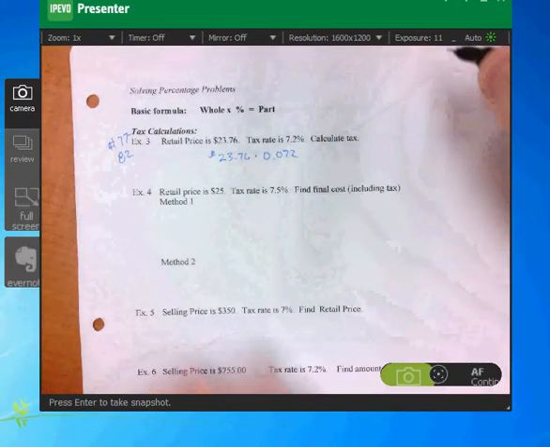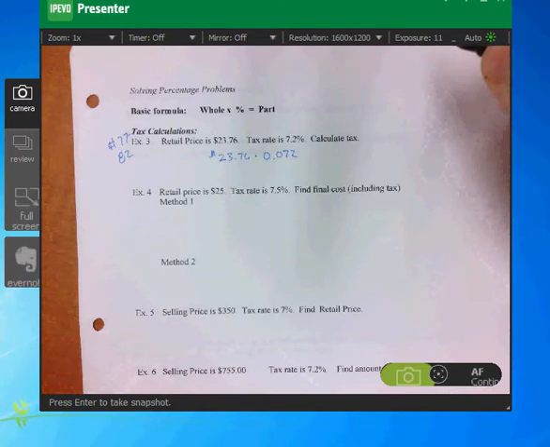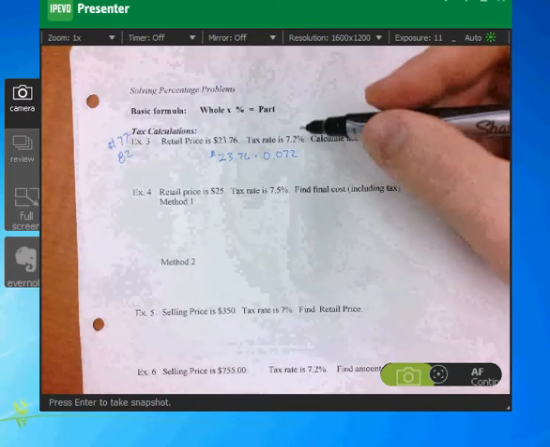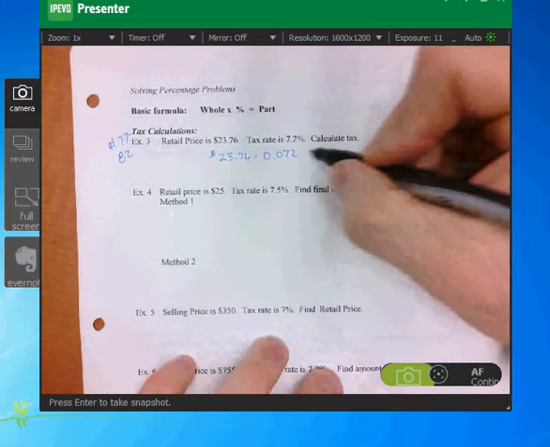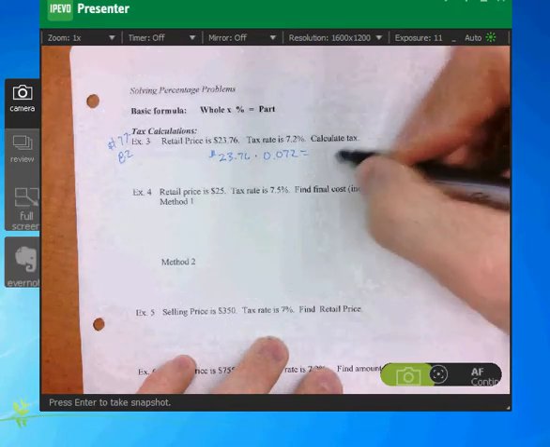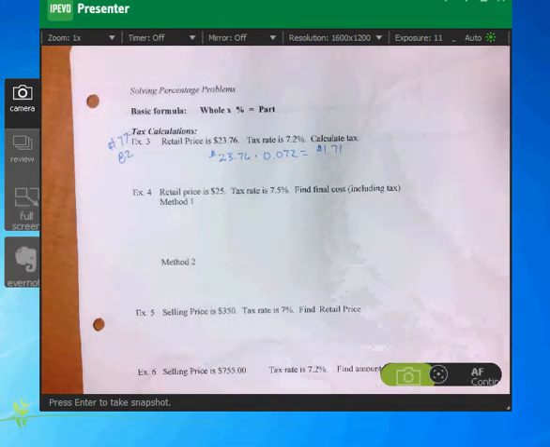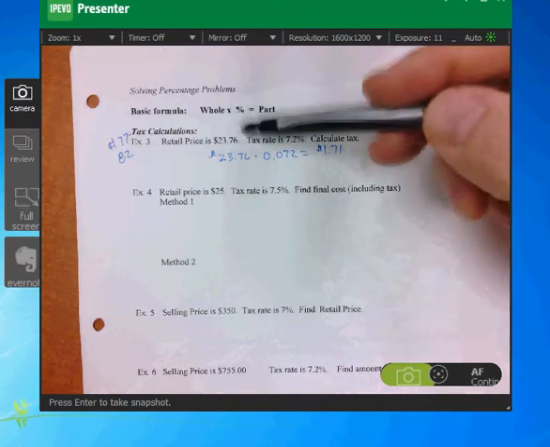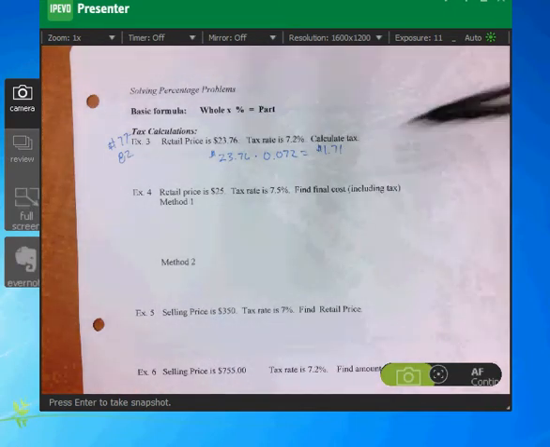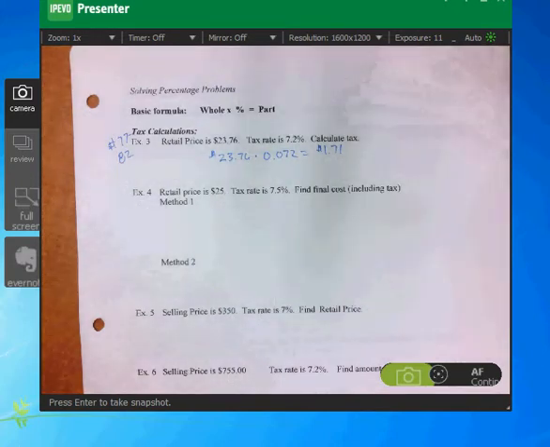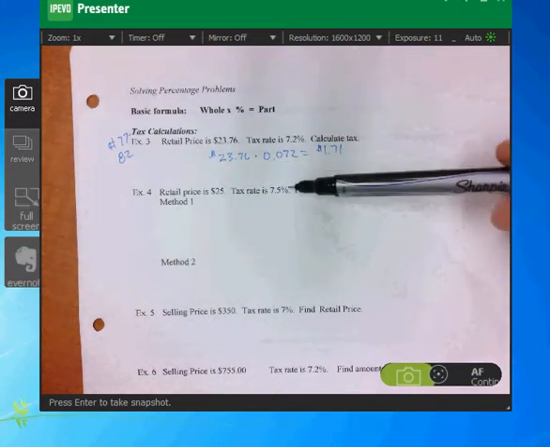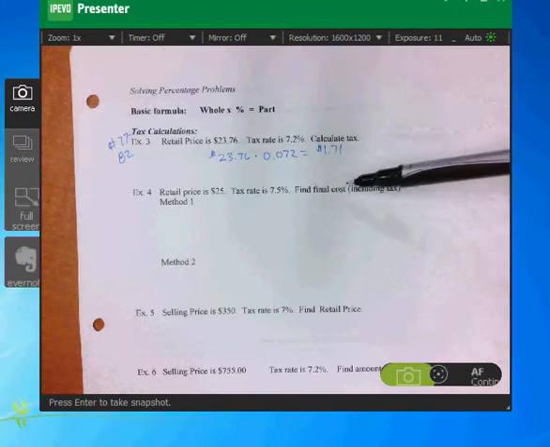So following our percent to decimal procedures, you may have to look over those just to refresh yourself. 7.2% is 0.072. So if we're calculating tax here, we multiply those together, gives us $1.71. So for this item, we would pay $1.71 in tax if our tax percentage was 7.2. Okay, simple enough. So let's see here, the next one, retail price is 25. Tax rate is 7.5%, so we're going to have to add that to it. We're looking for the final cost, so retail price plus the tax.